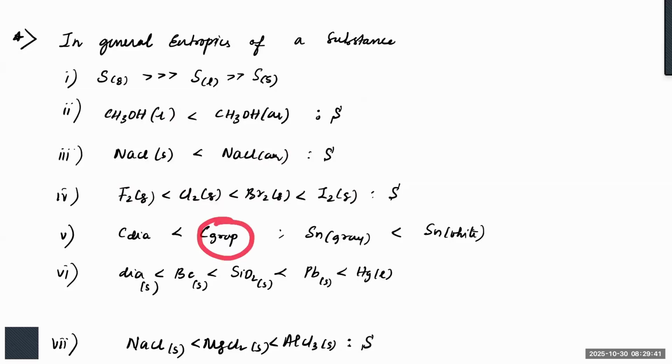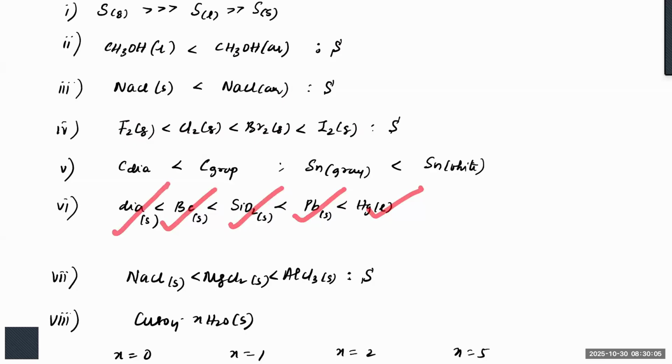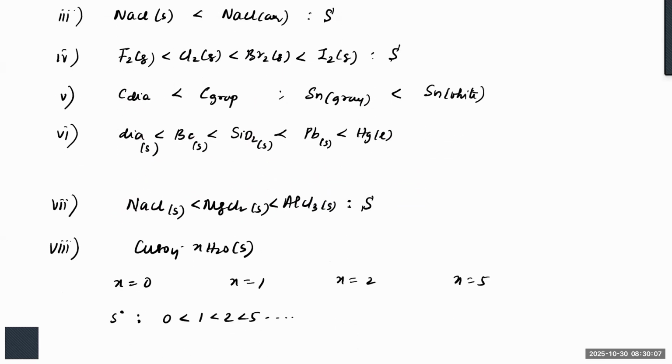Next, graphite entropy is more than diamond. White tin is greater than that of gray tin. And if you compare all of these, metals and non-metals, mercury will have the highest entropy in its natural form, then lead, then silica, then beryllium, and then diamond.